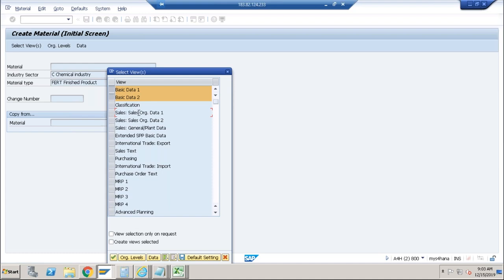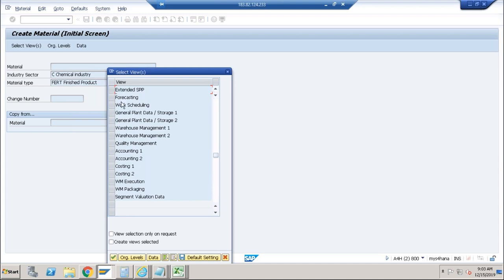I don't want to go for sales because this is a finished product. Actually, definitely I need the sales also. For raw materials, I don't need sales information because we are not going to sell raw materials. We are only going to consume them internally, for our manufacturing process. Normally we don't go for purchasing in case of a finished product because we are going to manufacture it. So for manufacturing, we need MRP 1, 2, 3, 4, or maybe 1 is enough.